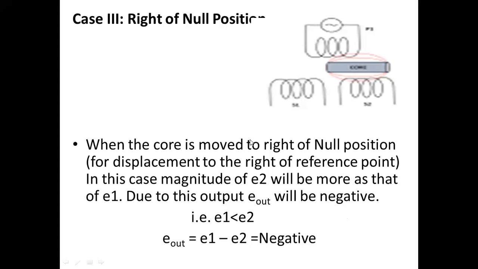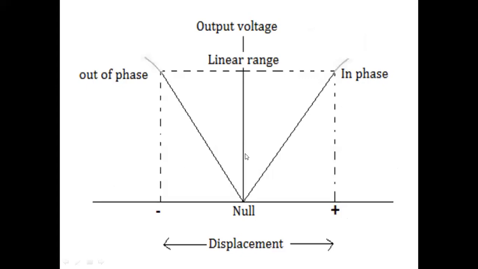So with these three cases we have discussed, the LVDT explanation is done. For these three cases, we can draw the graph of the LVDT. The x-axis indicates displacement, with a positive x-axis and a negative x-axis. If displaced to the right side, it is positive; if moved to the left side, it is negative.